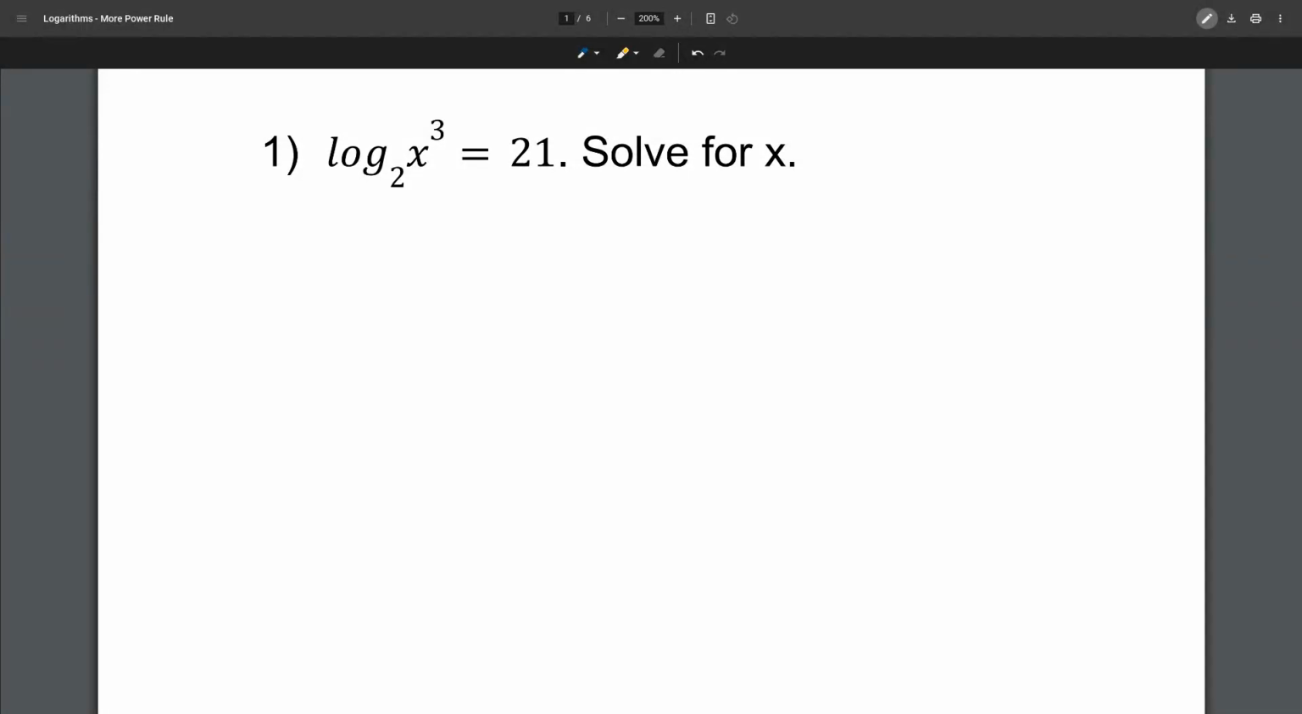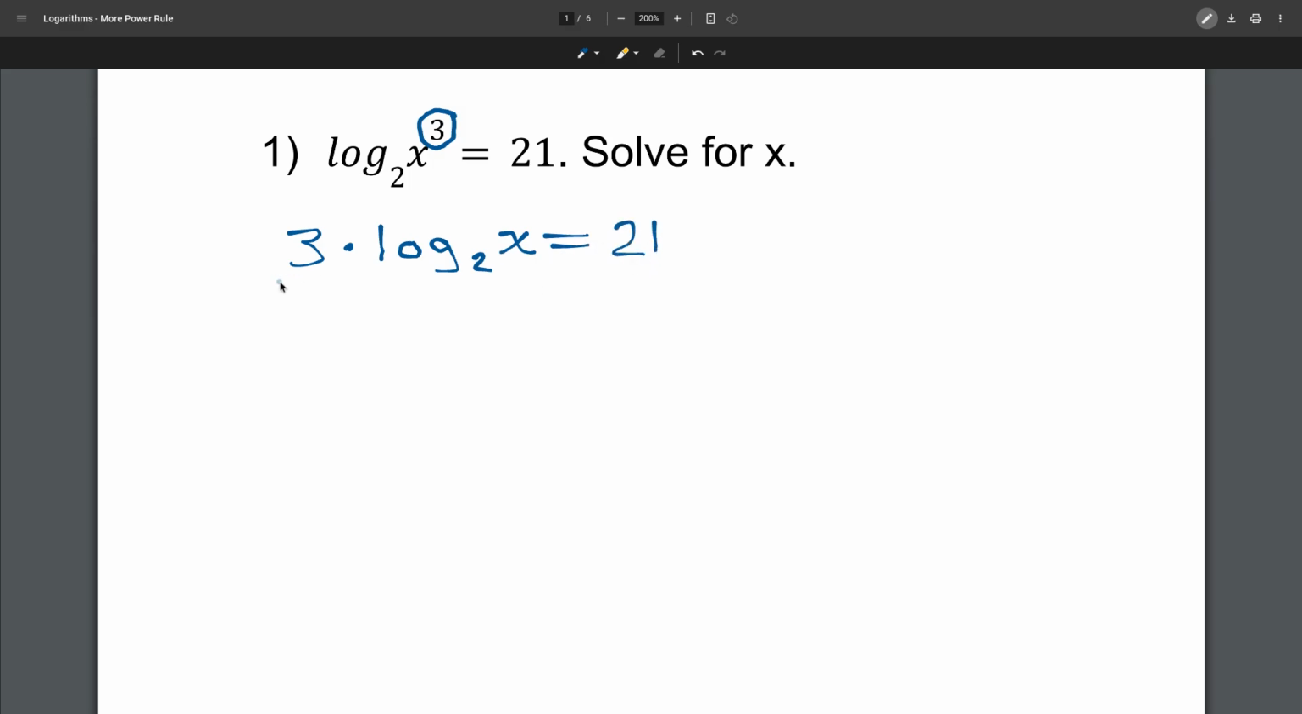In this video we are going to solve logarithmic equations by using the power rule. Alright, so let's take a look at this first one. We have log base 2 of x cubed equals 21 and we want to solve for x. Well, we can take the exponent 3 here and write it in front of the logarithm, so we can write it as 3 times the log with the base 2 of x, and we set that equal to 21.